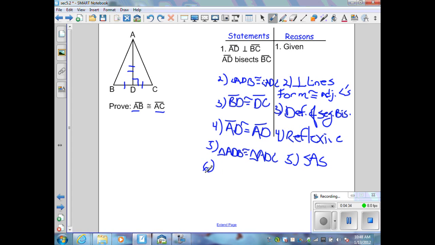Step 6 is segment AB is congruent to segment AC because of CPCTC. And that proves that a given point on the perpendicular bisector, and the given tells us that AD is the perpendicular bisector of BC, and that given point A is equidistant to the endpoints of the segment.